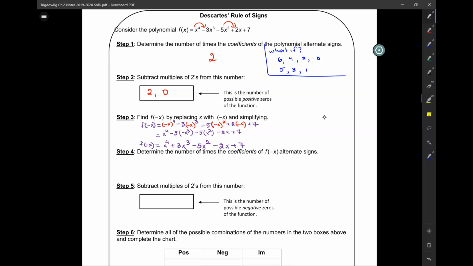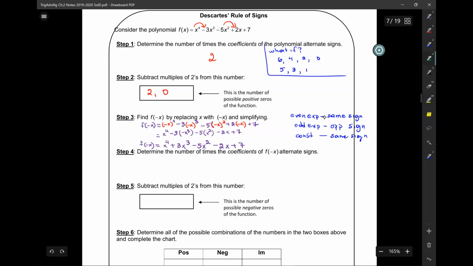So in doing this, if you have an even exponent, you get the same sign. If you had an odd exponent, you get the opposite sign. Constants, same sign. So the next time we do this, we can do it a little bit more quickly.